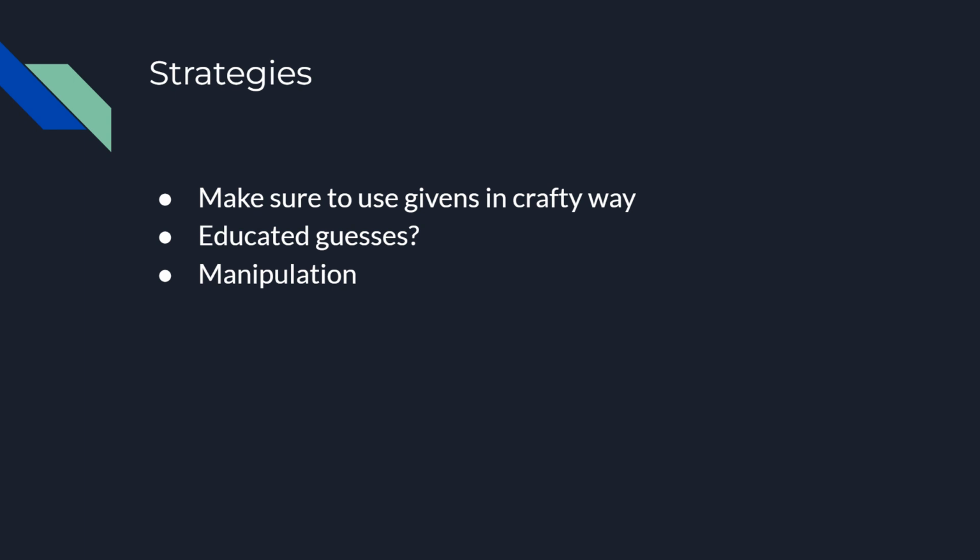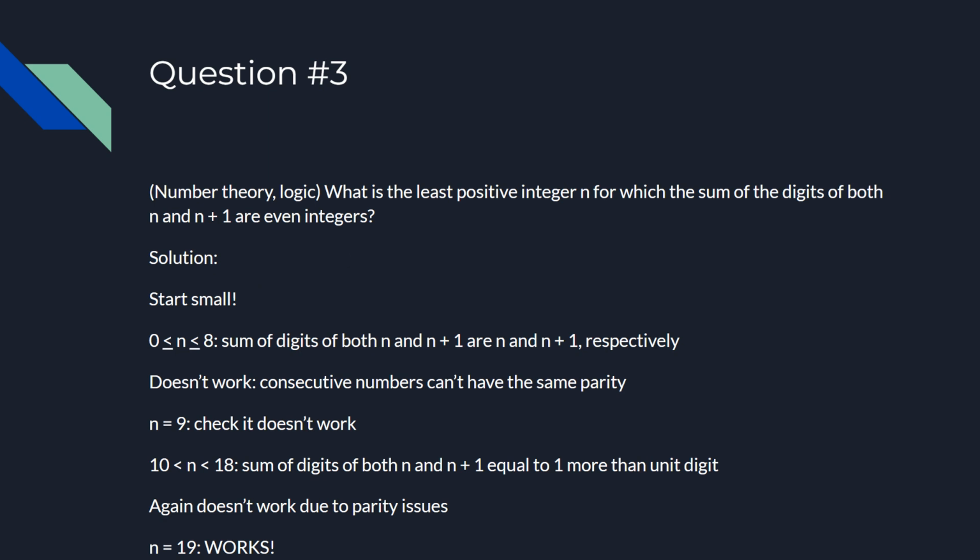Next is problem 3. What's the least positive integer n for which the sum of the digits of both n and n plus 1 are even integers? Since n has to be a positive integer, and this is a CAML problem, I feel like we can go a bit easy. We should definitely start counting from 1.